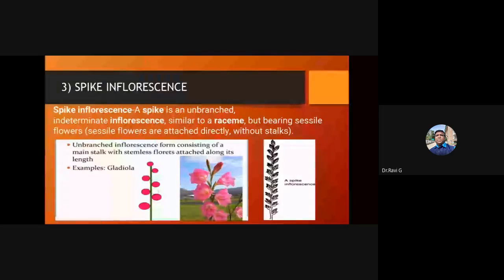Next we are coming towards the spike inflorescence. A spike is an unbranched indeterminate inflorescence similar to a raceme but bearing sessile flowers. Sessile flowers are attached directly without stalks. It is an unbranched inflorescence form consisting of a main stalk with stemless florets attached along its length. Example, gladiolus. The structure is shown below. As you can see, the buds are directly attached to the main stalk without any pedicel.